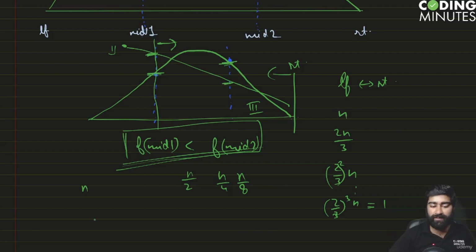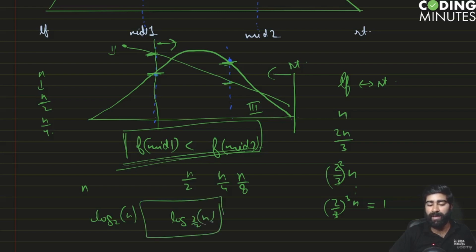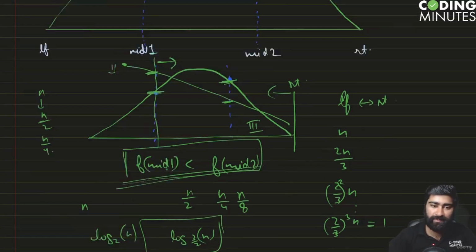So what will be the complexity of this algorithm? For binary search we have n, then n was multiplied by 1 by 2, then again 1 by 2, right? So in that case what we got is log base 2 n. In this case what we'll get is log base 3 by 2 n. I hope this makes sense. Why 3 by 2? Why not 2 by 3? Because you can take log both sides and see it yourself, okay? Or you can relate it to binary search in some way. I hope you got this.